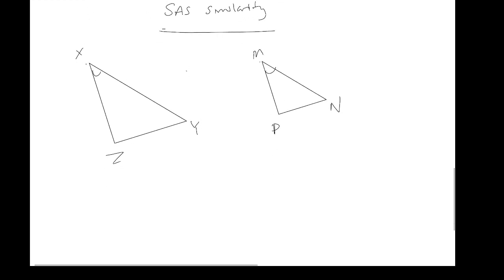Now, here's what this means. Here's what our theorem says, and don't overcomplicate this thing. What it says is that if we have angle x congruent to angle m, and then we now would need a lot of proportionality to be set up. So it's going to work with these corresponding sides. But the angle is included, so it's got to be xy to mn.